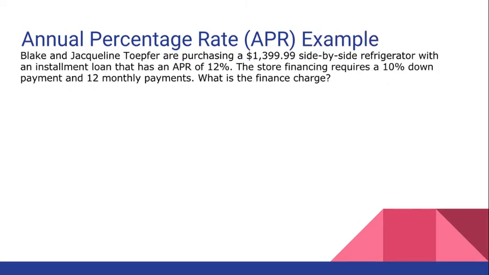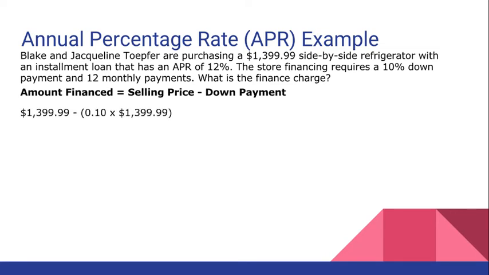So Blake and Jacqueline Toper are purchasing a $1,399.99 side-by-side refrigerator with an installment loan that has an APR of 12%. The store financing requires a 10% down payment and 12 monthly payments. What is the finance charge? So we're going to first find the amount financed. The down payment is 10%, so that's a $140 down payment.